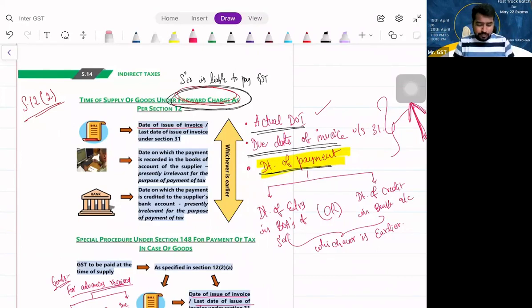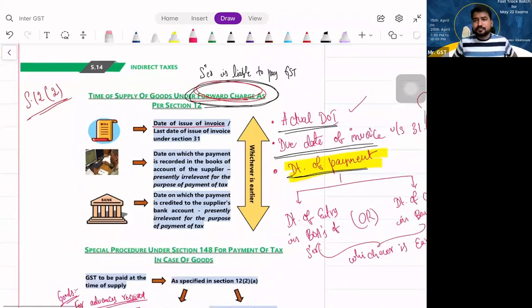Fine. Let us go with page number 5.14. Time of supply for goods. The general rule, section 12, subsection 2.